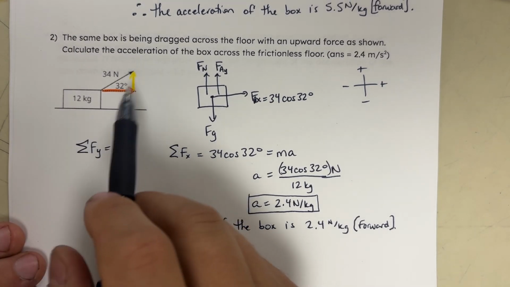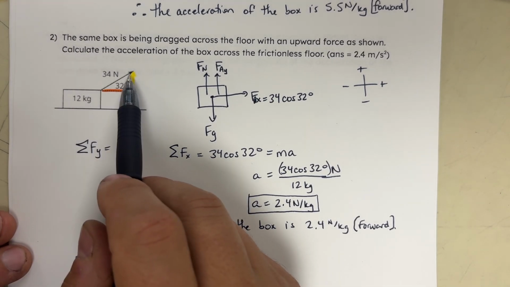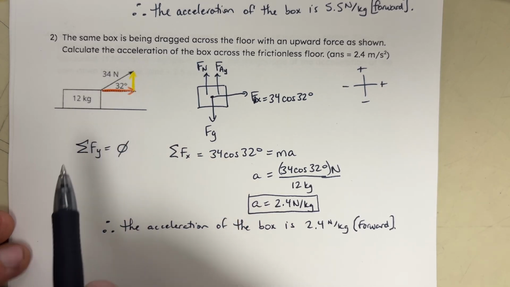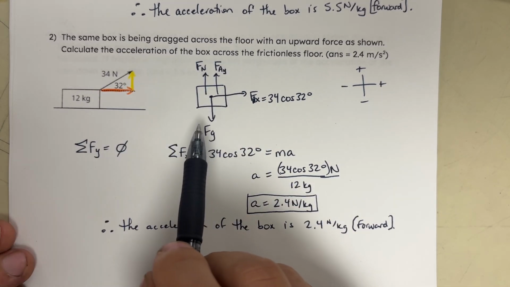Okay, for the second problem, it's pretty much the same thing. The only difference is this one is being dragged or pulled across the floor, and there's an upwards force here of 34 newtons at this angle. So I've set up the same thing. This is my component diagram.